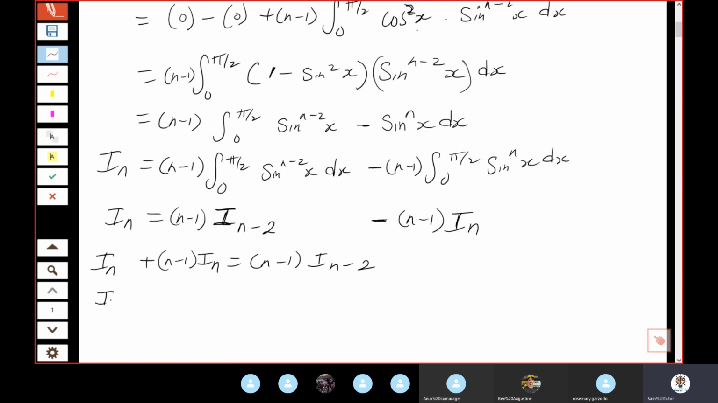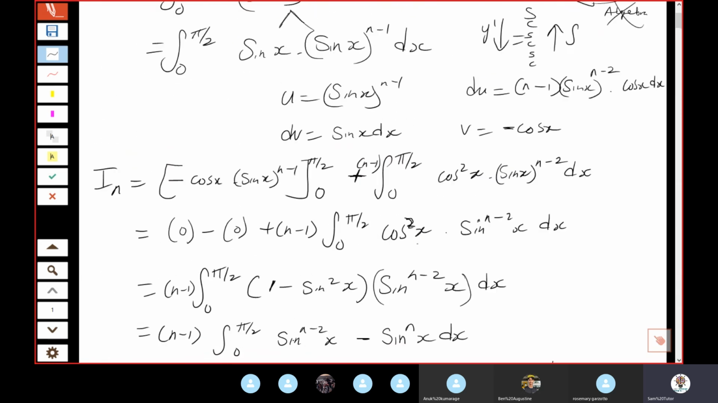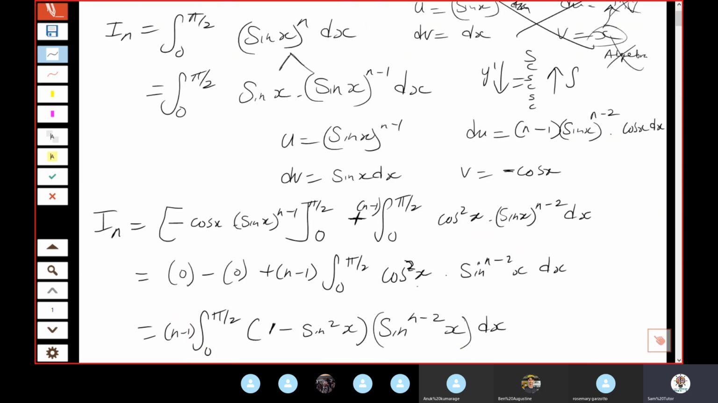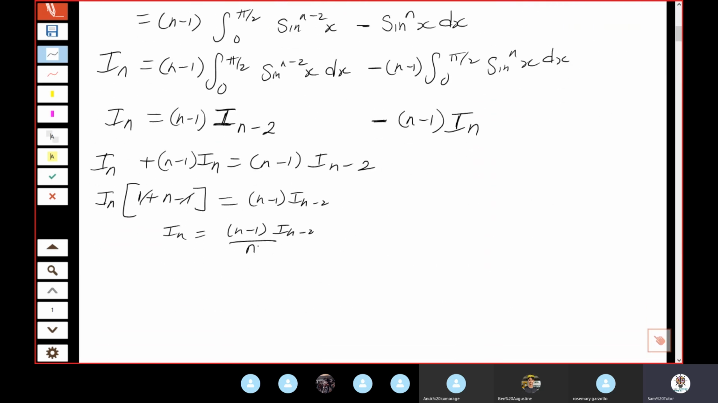So, you said factorize. All right, I_n times (1 plus n minus 1), 1 for this, plus n minus 1 for this, equals, and you're done. This and this cancel out. You're just left with n times I_n, which means your answer is I_n equals (n minus 1) on n times I_(n-2). Exactly what was required. Let me just quickly go up to double check it. There it is, (n minus 1) on n, I_(n-2).